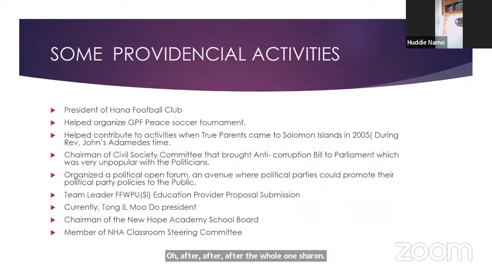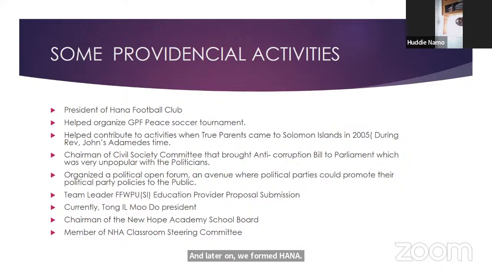Okay, some providential activities. I was the president of Hana Football Club, as commonly everybody knows. Uncle Rex is a coach, and he started engaging in soccer activities. It started from Naha Football Club, and later on we formed the Hana Football Club.